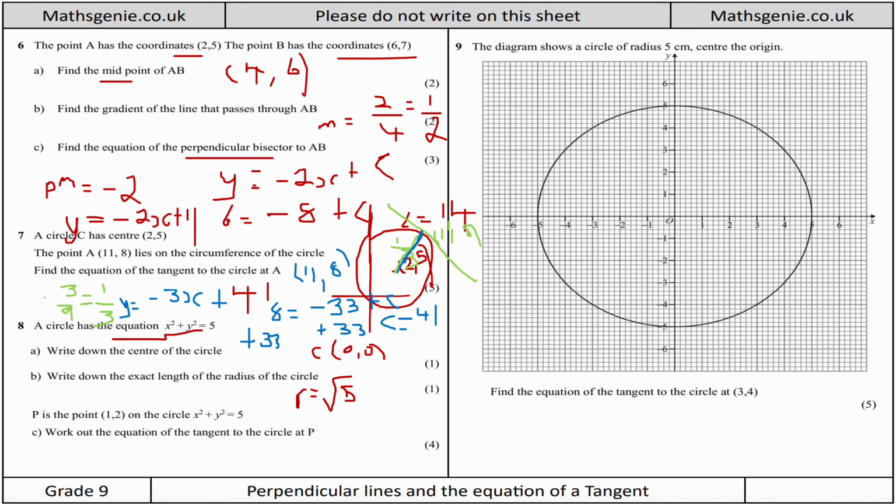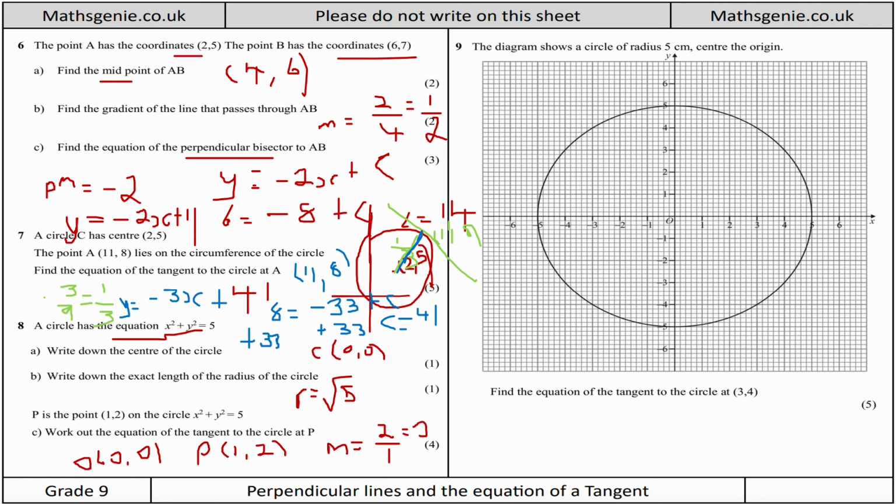Next part. P is the point 1, 2 on the circle x squared plus y squared equals 5. Work out the equation of the tangent at point P. Again, working out the gradient from the center to point P, so the gradient of OP, where O is the center and P is the point on it. So it's 2 take away 0 divided by 1 take away 0, which is 2 divided by 1. So I get the answer of 2.